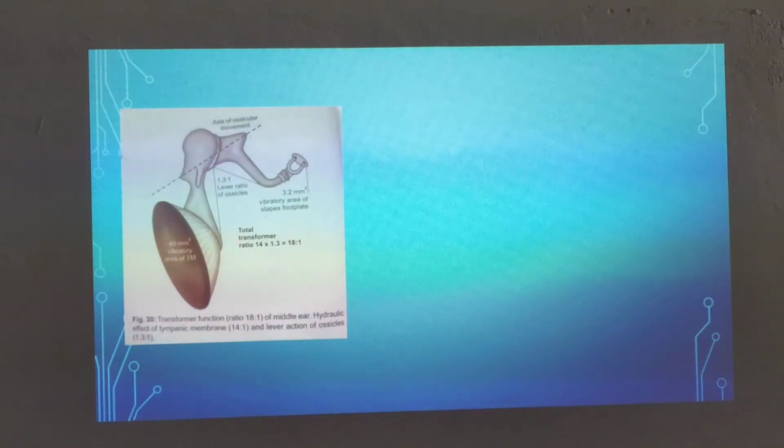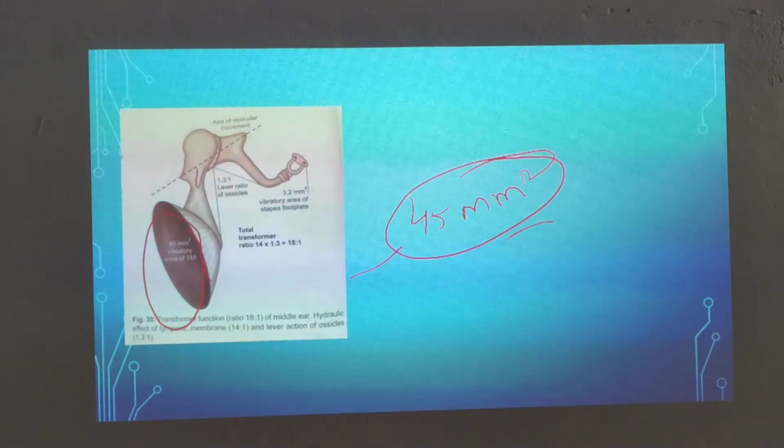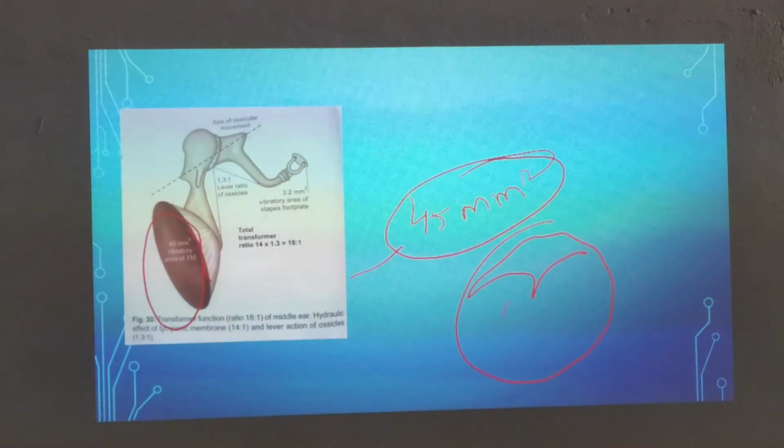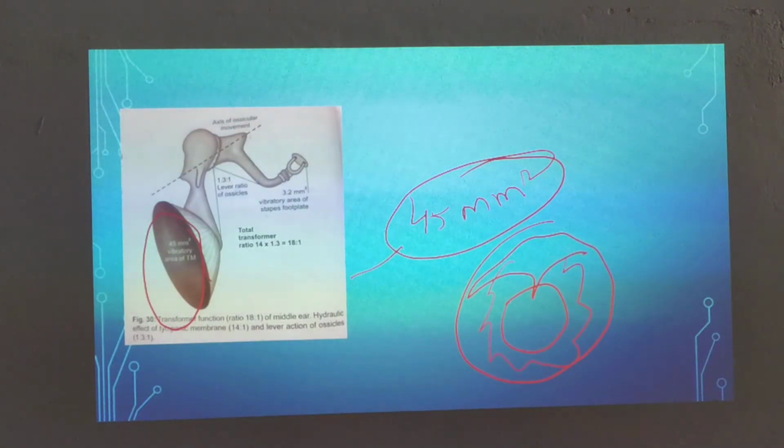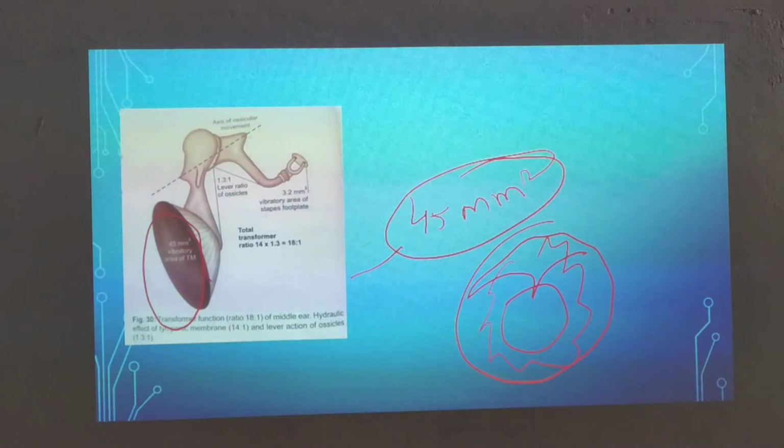Transformer function ratio of the middle ear. So what is the area that you are seeing over here? 45 square millimeters. So is it the periphery that is vibrating or the center that is vibrating more? Center. Center is the wrong answer. The periphery of the tympanic membrane vibrates more than the center according to the Helmholtz-Lawrence theory. Okay, there is a theory which is not needed for you people.